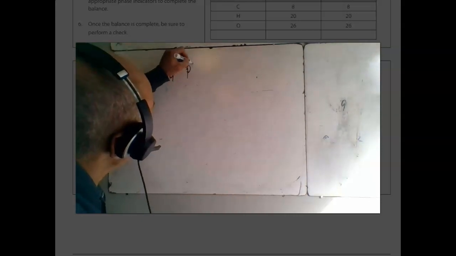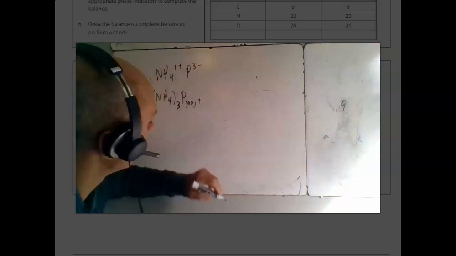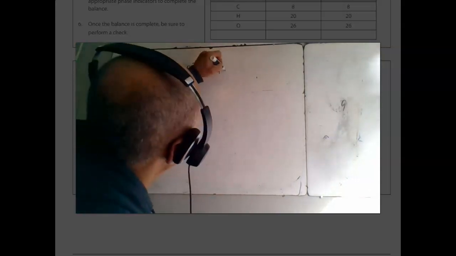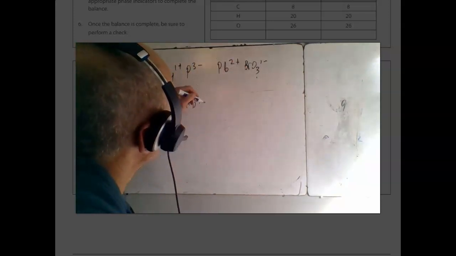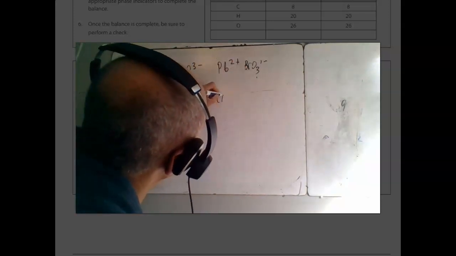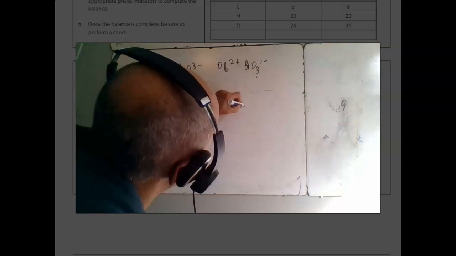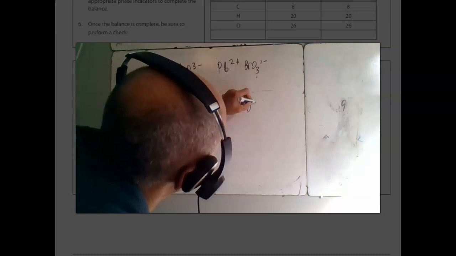All right, well, ammonium I know is NH4 1+. Phosphide is P3-. When I crisscross, I get NH4 sub 3 P. And it is aqueous, so I go AQ. All right, 1 down. Now I've got lead-2 bromate. That Roman numeral 2 is telling me lead is a 2+. Bromate is BrO3 1-. And when I crisscross, I get Pb in parentheses BrO3 sub 2. It's also aqueous, AQ.